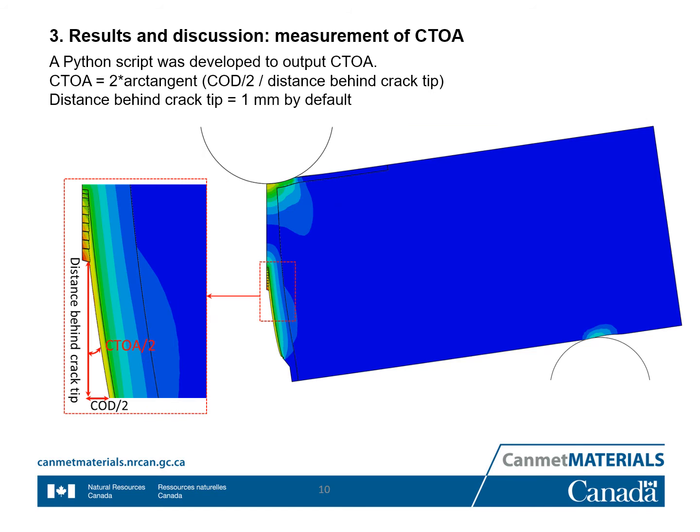Here we discuss the measurement of CTOA in Abaqus simulations. As we know, CTOA is the crack tip opening angle, which is determined by the crack tip opening displacement, COD, at a fixed distance behind the crack tip. We developed this Python code, which will locate the crack tip and output the COD, and then we can calculate CTOA from that.